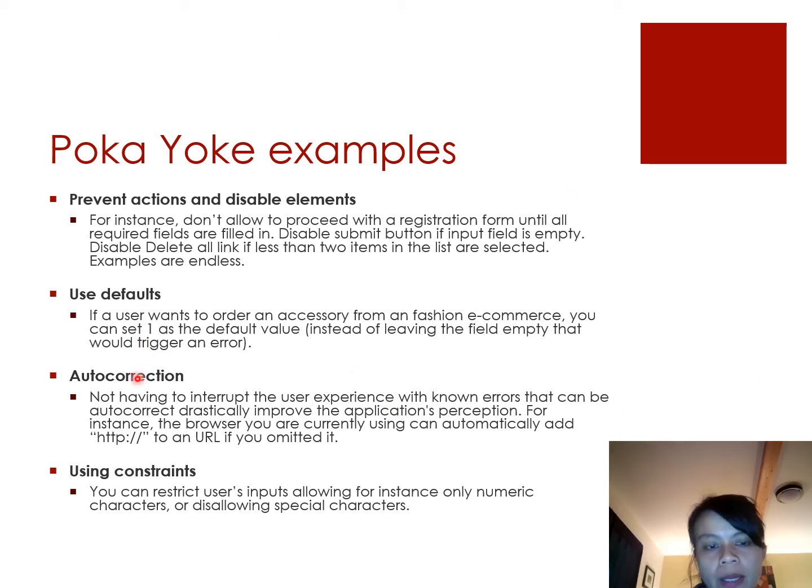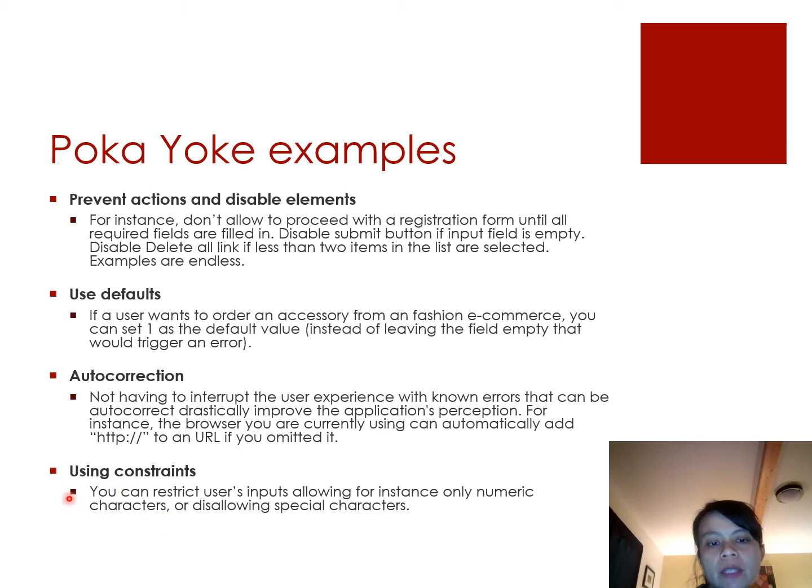So next is auto correction. That means not having to interrupt the user's experience with known errors. Autocorrect can drastically improve the application's perception. For example, in the browser, you just type in fdu.com, and then the browser automatically enters HTTP, which is needed as part of the URL. So autocorrection automatically adds information that is expected to be there.